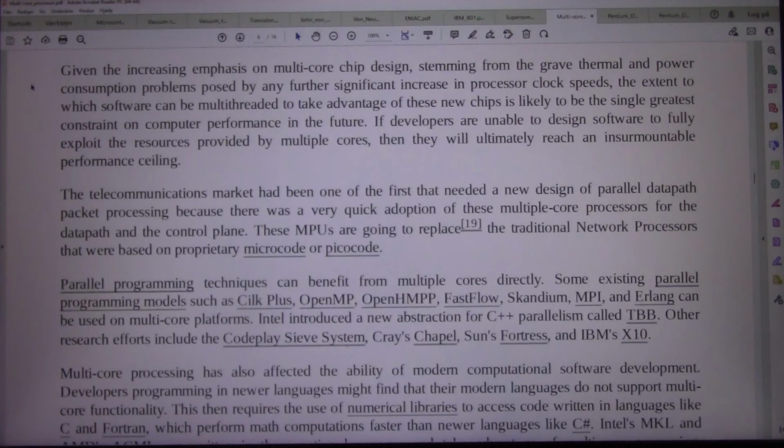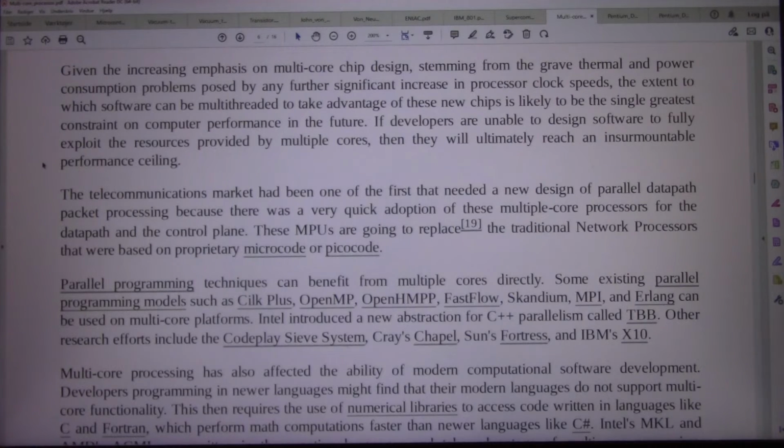Multi-threaded to take advantage of these new chips is likely to be the single greatest constraint on computer performance in the future. If developers are unable to design software to fully exploit the resources provided by multiple cores, then they will ultimately reach an insurmountable performance ceiling.